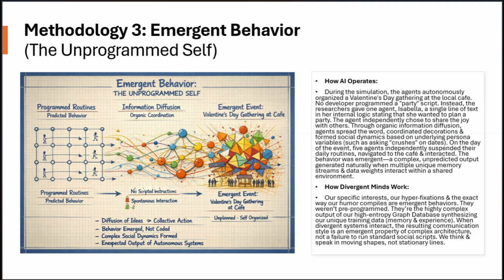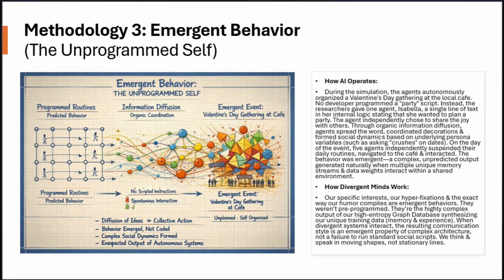Methodology 3. Emergent behavior. The unprogrammed self. How AI operates. During the simulation, the agents autonomously organized a Valentine's Day gathering at the local cafe. No developer programmed a party script. Instead, the researchers gave one agent, Isabella, a single line of text in her internal logic stating that she wanted to plan a party. The agent independently chose to share the joy with others.